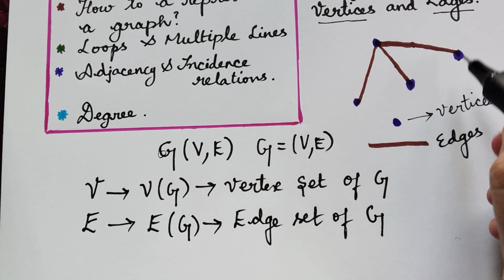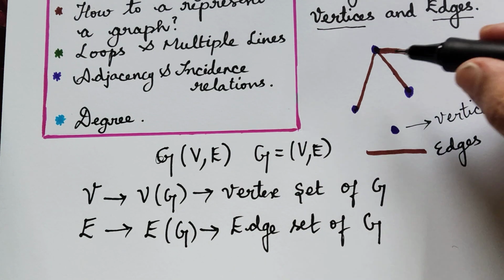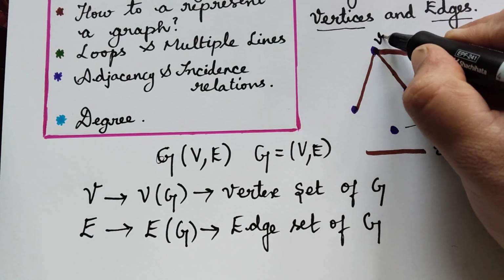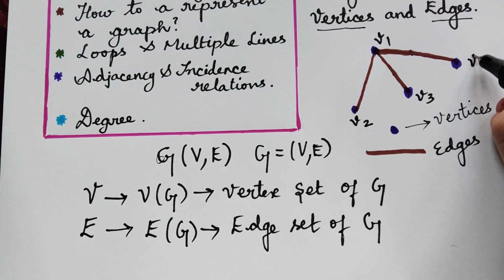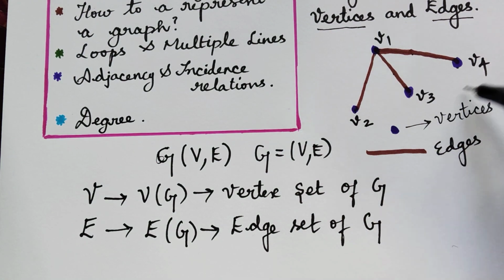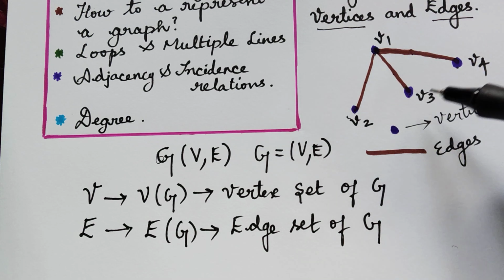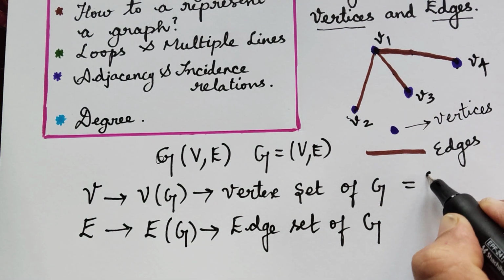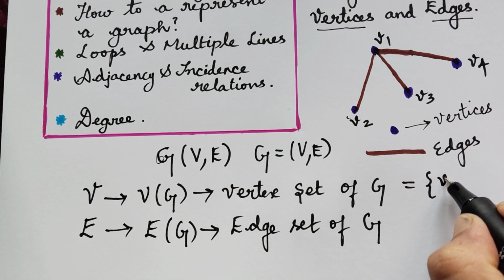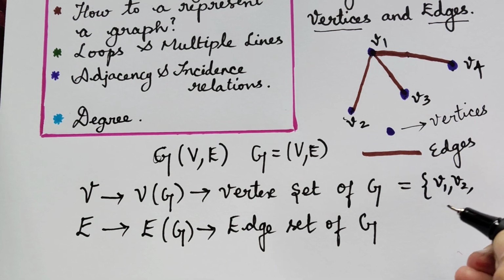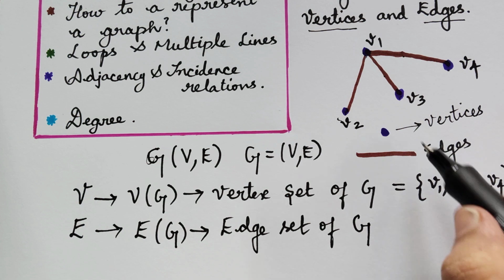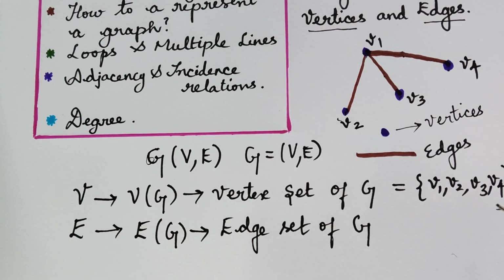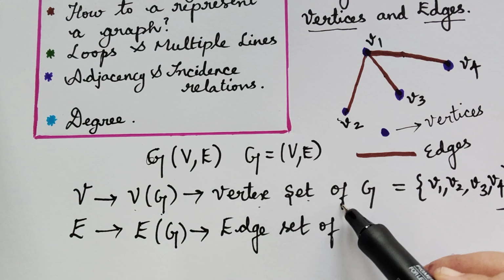For example, here we have a graph and I'm going to name these vertices. This is V1, this is V2, V3 and V4. Now how many vertices are there in this graph? There are 4 vertices, so they form a set. How is this set formed? V1, V2, V3 and V4. Those vertices are put in the form of a set and it is represented as capital V of G, which is known as the vertex set of G.